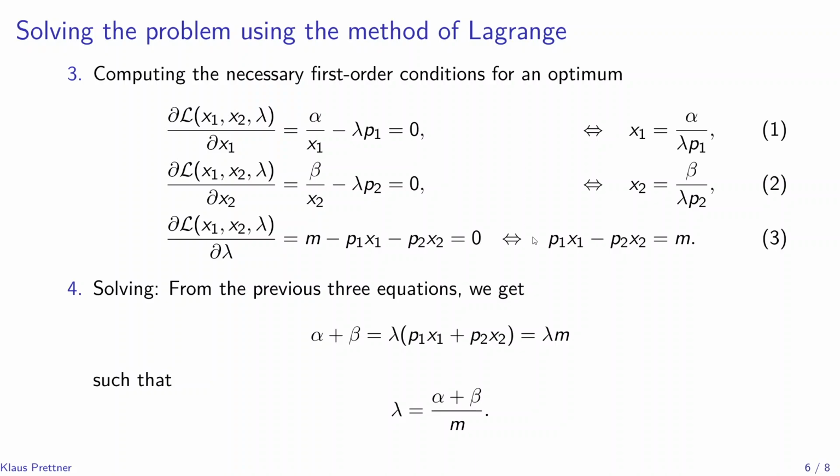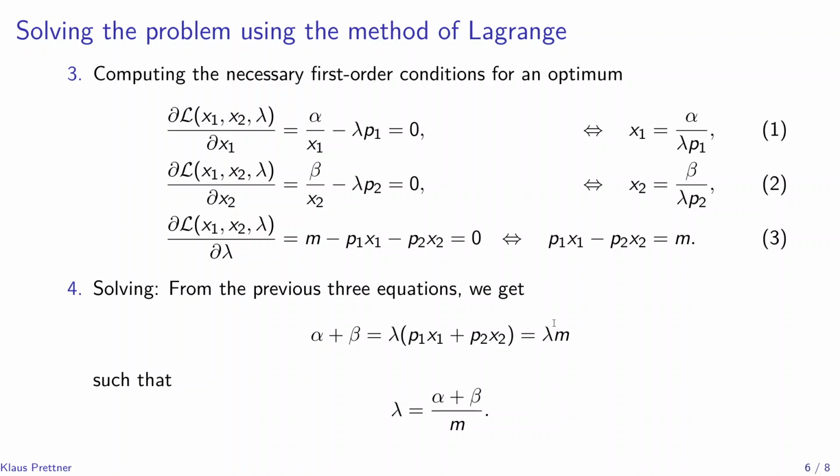And then we can solve the three equations that we have in the three unknowns. The three unknowns are x1, x2, and lambda, and we can solve for these three unknowns, where usually the solution is expressed in terms of x1 and x2, while lambda is eliminated.